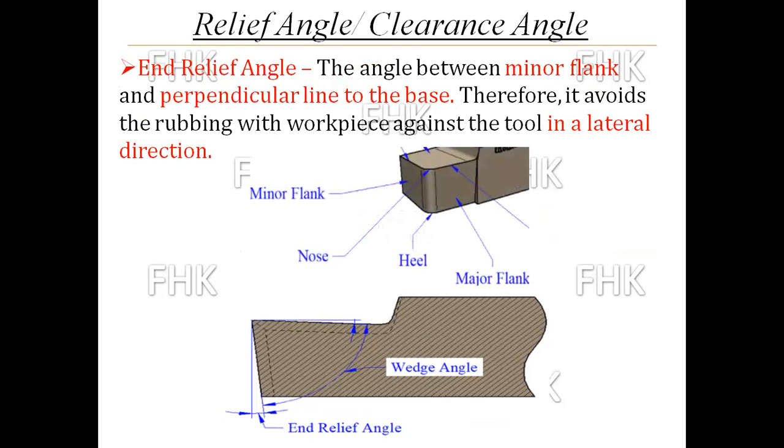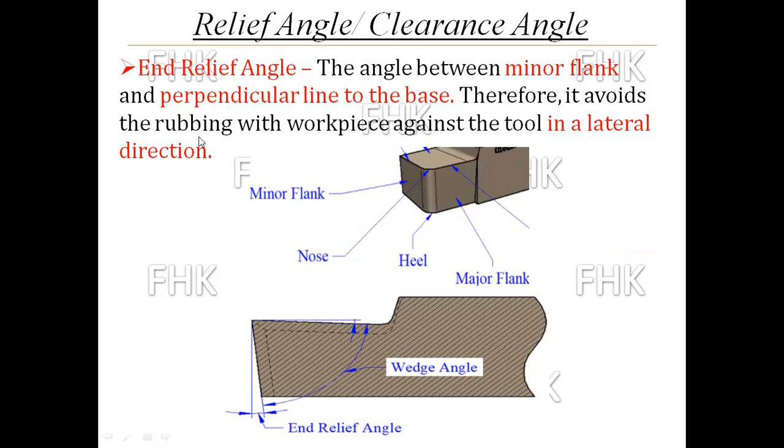This is the minor flank and this is the major flank. So the angle made by the minor flank and the perpendicular line to the base. This is the base. To that base, if I draw the perpendicular line, the angle made by this minor flank and the line perpendicular to the base is called the end relief angle. You can see here the end relief angle in the front view. Is that clear?